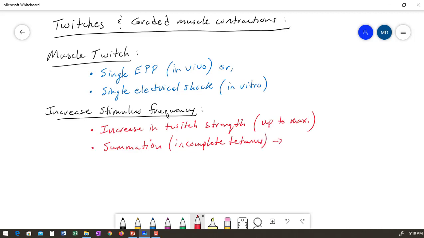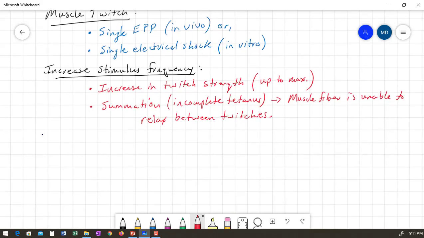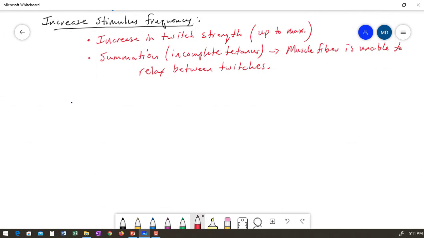And what this is referring to is when basically there are so many twitches that the muscle cell never fully relaxes. Okay, so this is when a muscle fiber is unable to relax between twitches. So in other words, now your stimulus is so frequent that your muscle cell is not going to back down into relaxation like it normally would after just a single twitch.